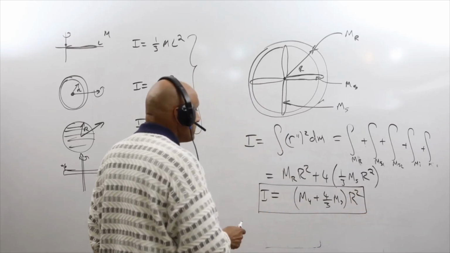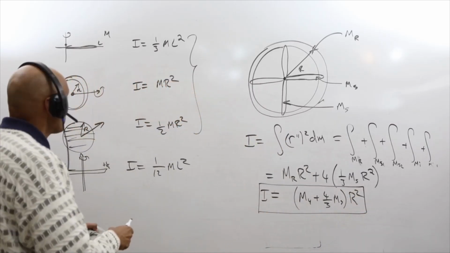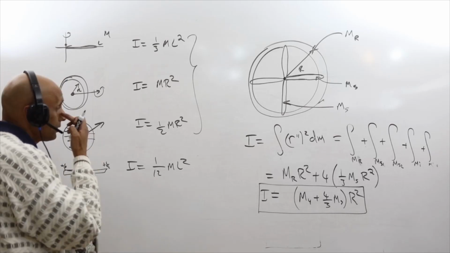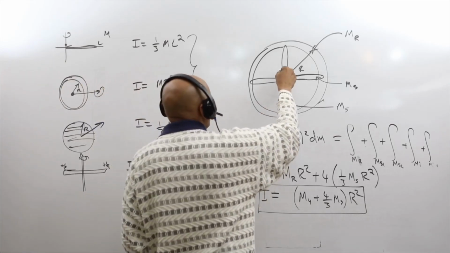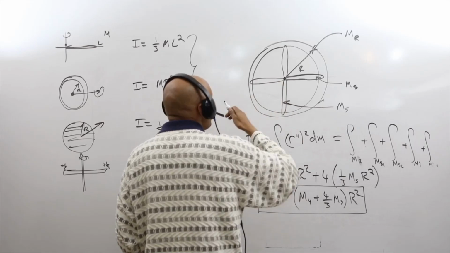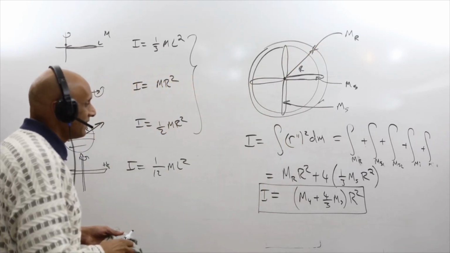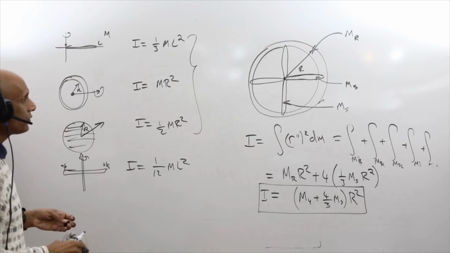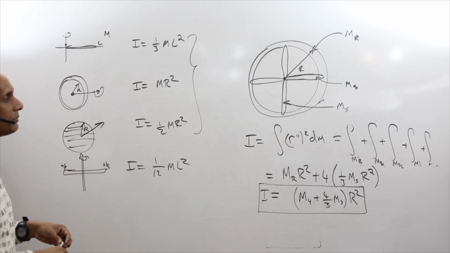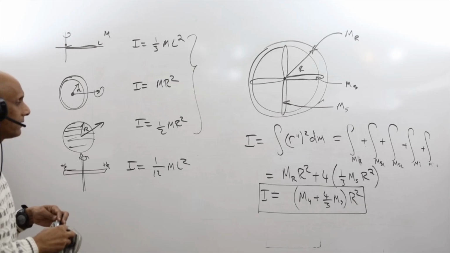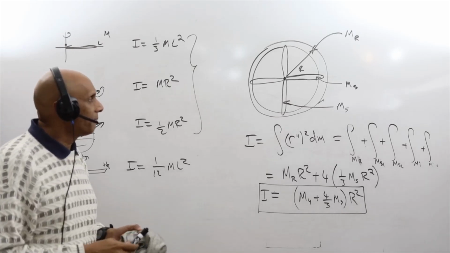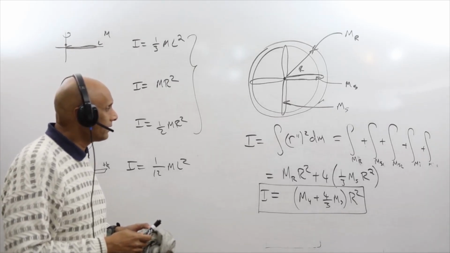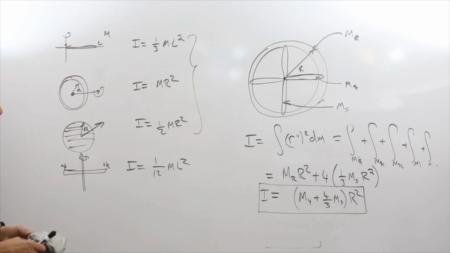You can extend these ideas with other systems. I think you got the general idea of adding this. You can take things that we know and use them to compose more complicated objects. So this is the moment of inertia. I think that should be enough for this video.